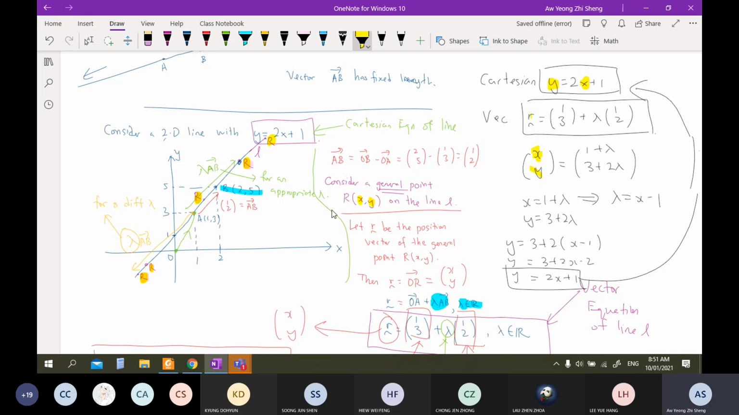So when it comes to 3D, we will apply the same procedure. So if you can understand for 2D, you will be able to understand for 3D. The only difference for 3D is that you get a more complicated form of the Cartesian equation because it's not that easy to eliminate lambda. For 2D, we are just trying to combine two equations, and these two equations, we have a name, we call it parametric equation.